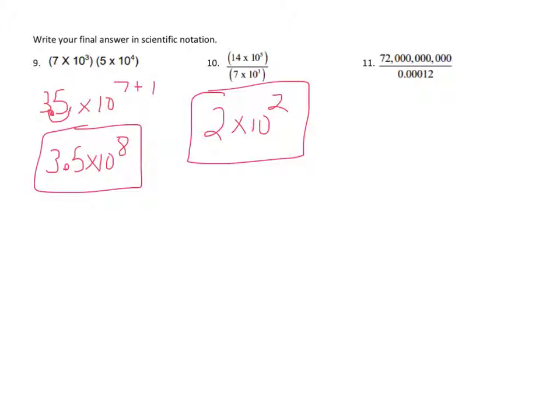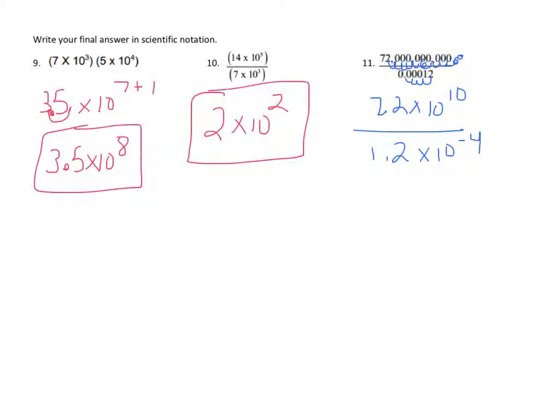Okay, so for this one, we have to get them into scientific notation first. So there's the decimal. How many places do I have to move back? 1, 2, 3, 4, 5, 6, 7, 8, 9, 10. So I have 7.2 times 10 to the 10th. Now watch this. How many times do I have to move it forward? 1, 2, 3, 4. 1.2 times 10 to the negative fourth.